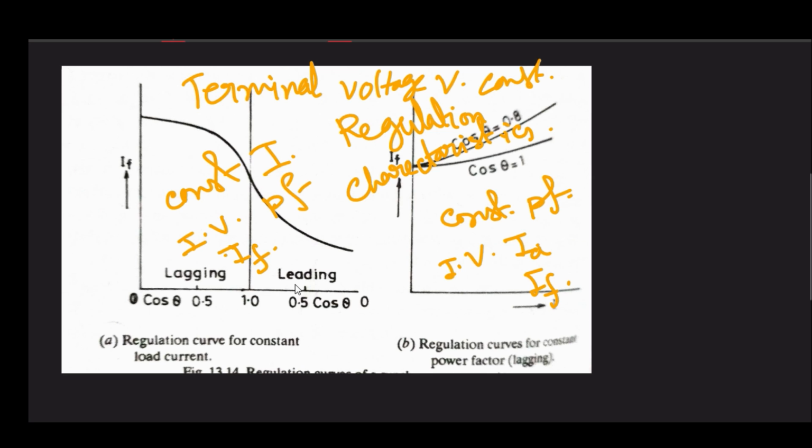So let me ask you one more question. If we have a curve like this, for these two, one is the black curve, another one is the blue curve, which machine do you think is having a higher value of SCR, and why do you think so? I hope my question is clear: which machine is having a higher value of SCR, and why?